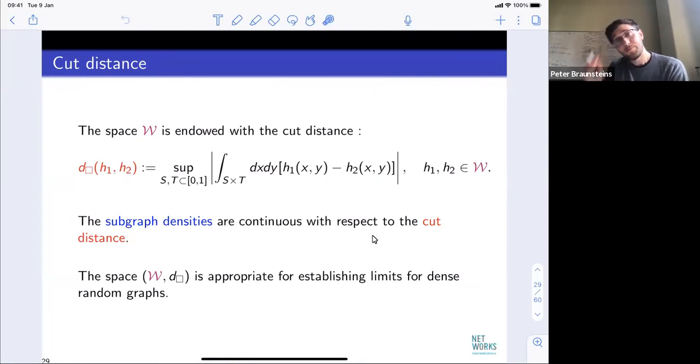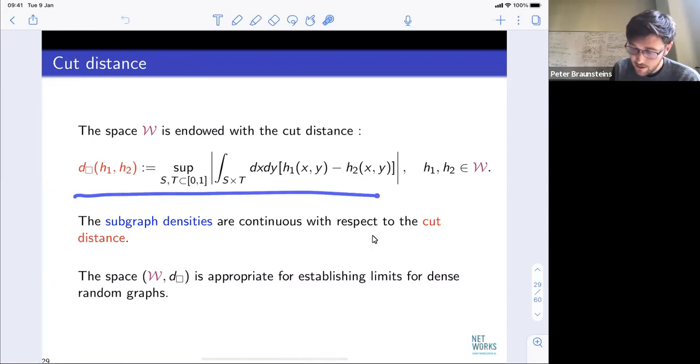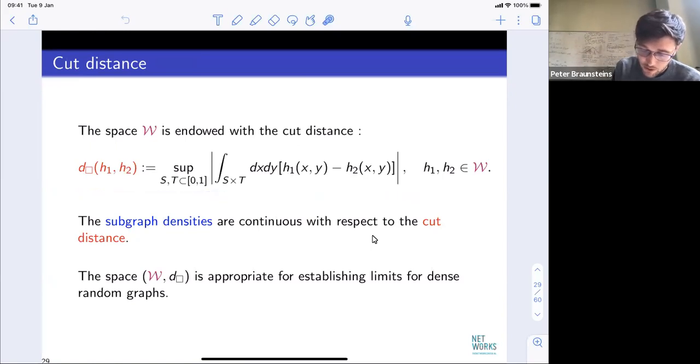Now we need this space to have a suitable topology. To do this, we're going to endow the space with something called the cut distance. Here's the definition of the cut distance between two graphons, H1 and H2. This particular formula is not so important for this talk, but what is important is that the subgraph densities are continuous with respect to the cut distance. And this space is appropriate for establishing limits for dense random graphs.